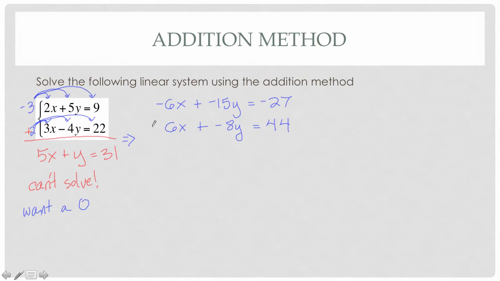Well, now what happens when I add these together? Negative 6x plus 6x, 0x. Boom, I like that. This means I can get somewhere now with the addition method. So let's do the rest of this. Negative 15y plus negative 8y is negative 23y. I can ignore the x term because that went to 0, equals negative 27 plus 44.